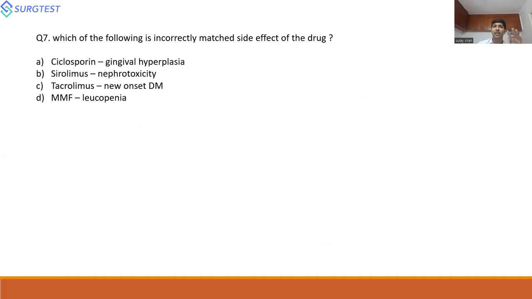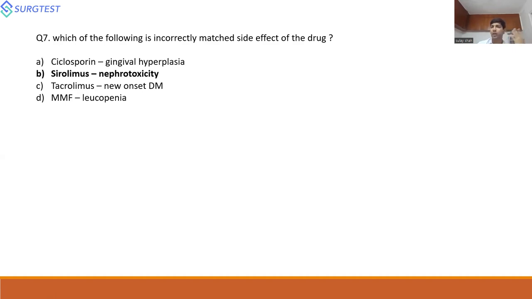The classical side effect seen with tacrolimus or cyclosporine, both actually, is nephrotoxicity. Can someone tell me what is the mediator involved leading to nephrotoxicity for these drugs? Nephrotoxicity is not seen in sirolimus. That is the answer. Nephrotoxicity is seen in calcineurin inhibitors, that is tacrolimus and cyclosporine. What causes that nephrotoxicity? Cyclosporine, another calcineurin inhibitor, also leads to gingival hyperplasia, which is a true option. Both gingival hyperplasia and nephrotoxicity occur because of a certain mediator.